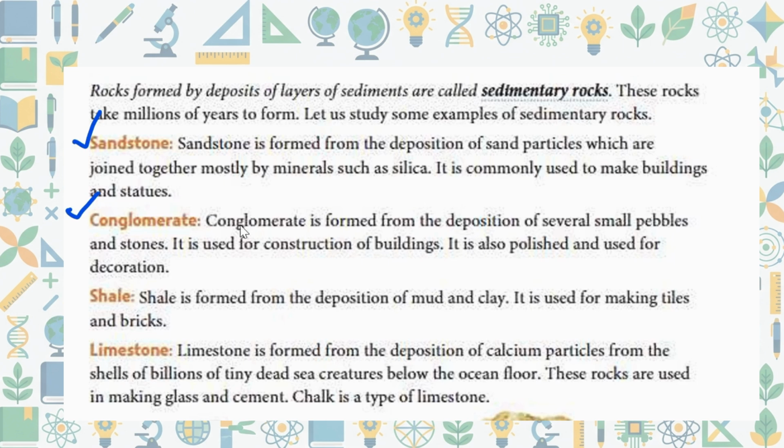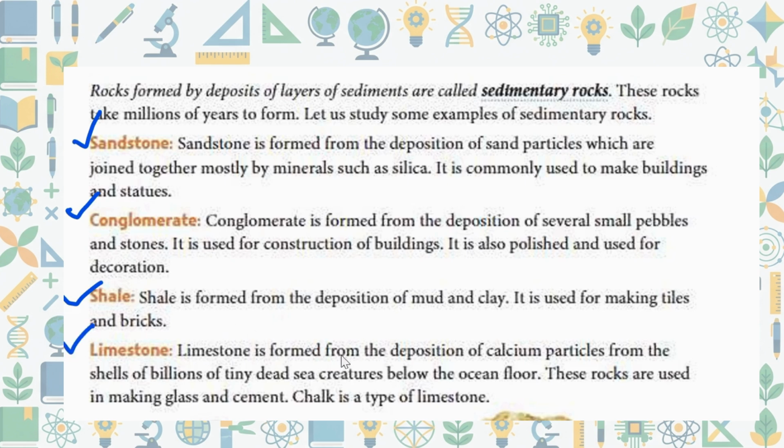Conglomerate. Conglomerate is formed from the deposition of several small pebbles and stones. It is used for construction of buildings. It is also polished and used for decoration. Shale. Shale is formed from the deposition of mud and clay. It is used for making tiles and bricks.